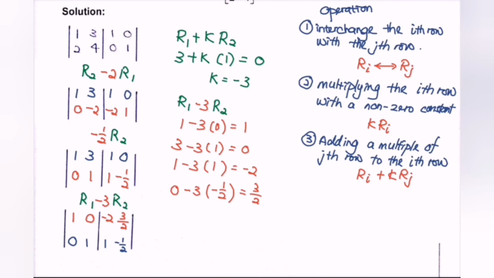So finally, we can write the answer: A inverse is equal to the 2 by 2 matrix, which is negative 2, 3 over 2, 1, negative 1 over 2.